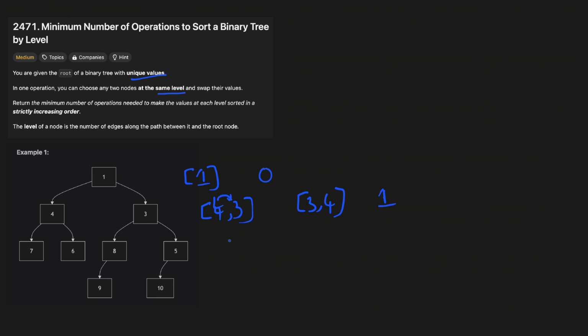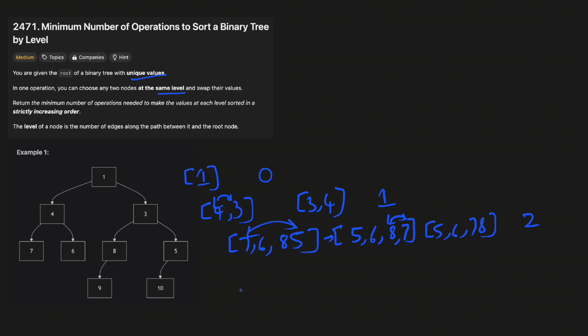Then for the next level, node values are 7, 6, 8 and 5. And this list is also not in ascending order. The sorted version of this list will be 5, 6, 7, 8, which we can get by swapping 5 and 7 first, which will give us 5, 6, 8, 7. And then we swap 8 and 7, which will give us this sorted list. So the minimum number of swaps required at this level is 2.